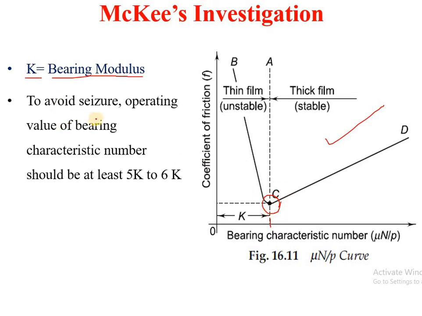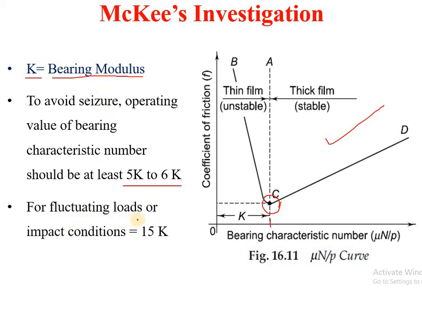Now to avoid this, the operating value of bearing characteristic number should be at least 5K to 6K, that is 5 to 6 times the bearing modulus. And if the bearing is dealing with fluctuating loads or impact loads, then in that case the bearing characteristic number should be 15 times K, that is the bearing modulus.